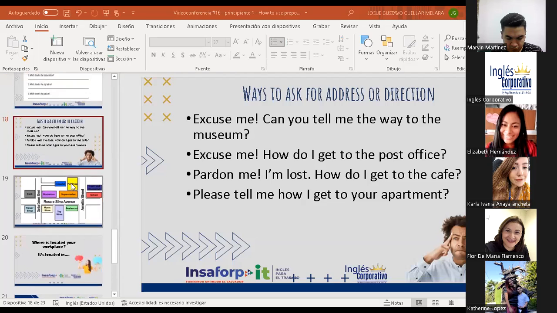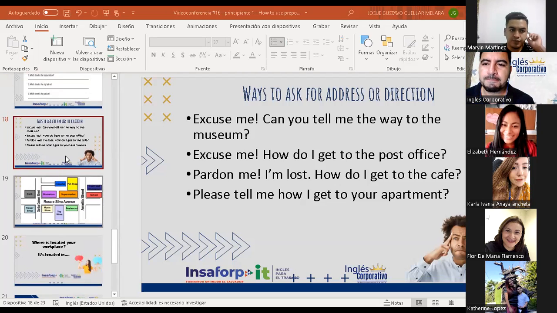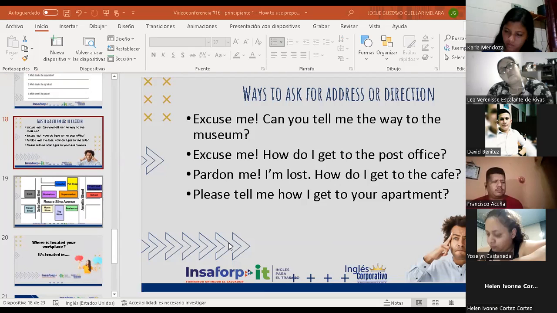Okay, ahora díganme ustedes cuáles son algunas de las maneras que les parecen mejor, que les llama más la atención. Comenzamos con Marvin. Ok, Marvin, dime cualquiera de estas cuatro. And then we go with Flor. Number three, pardon me, I'm lost. How do I get to the cafe? Yes, thank you. Okay.